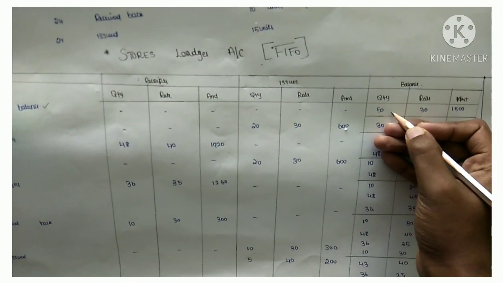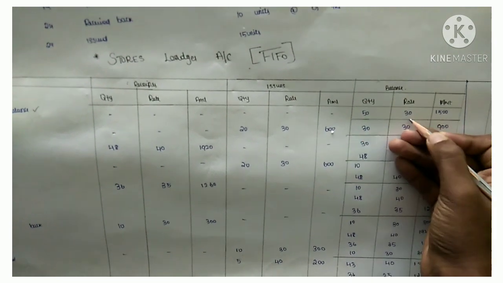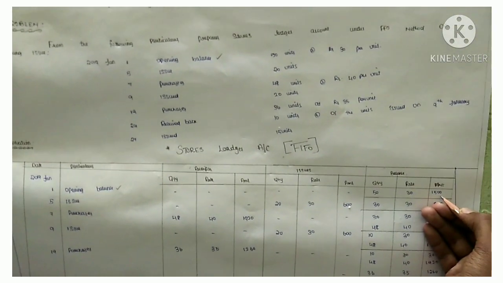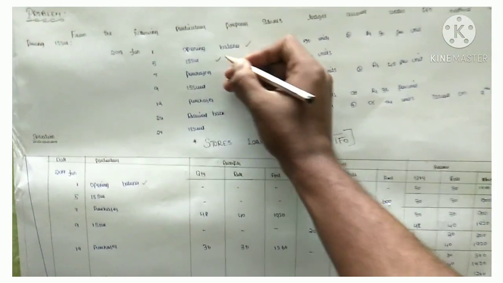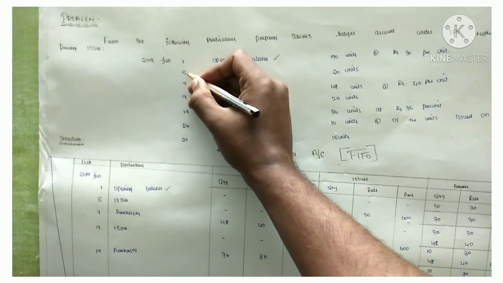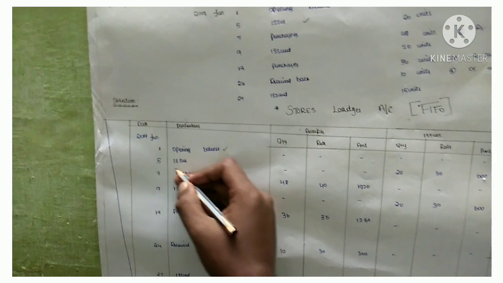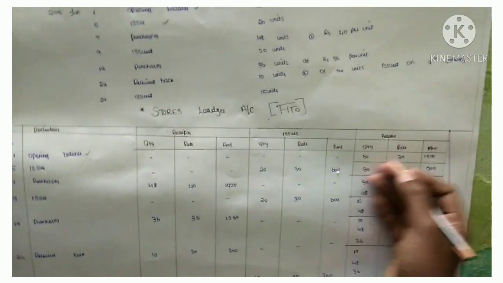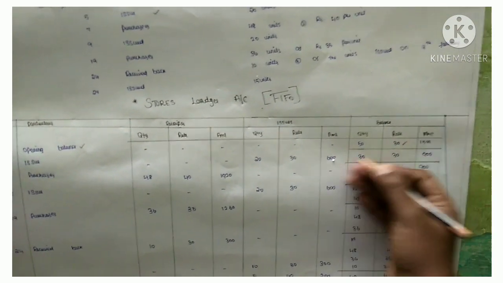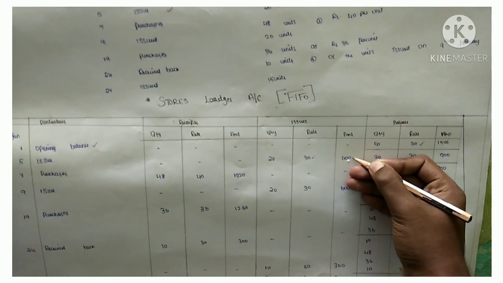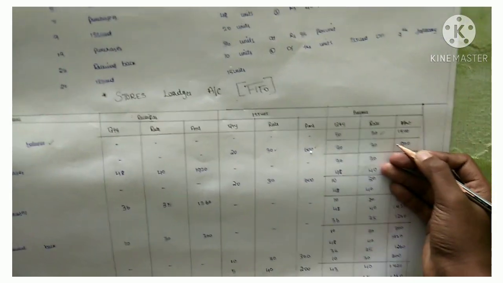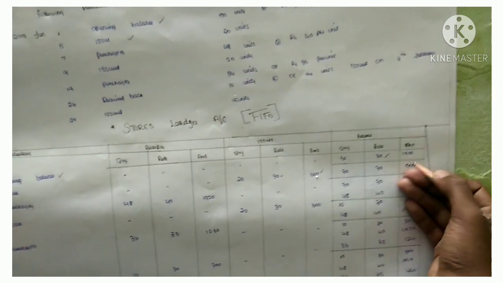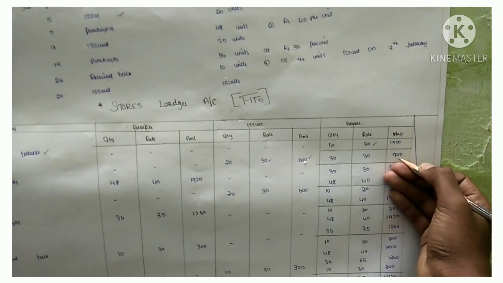Opening balance is quantity 50 units, rate rupees 30, total amount 1500. The second entry is the issue of 20 units on Jan 5. In the issue column, 20 units issued at the rate of rupees 30, at the rate of 30, is 600. Deduct: 50 units minus 20 is equal to 30, and 1500 minus 600 is equal to 900.